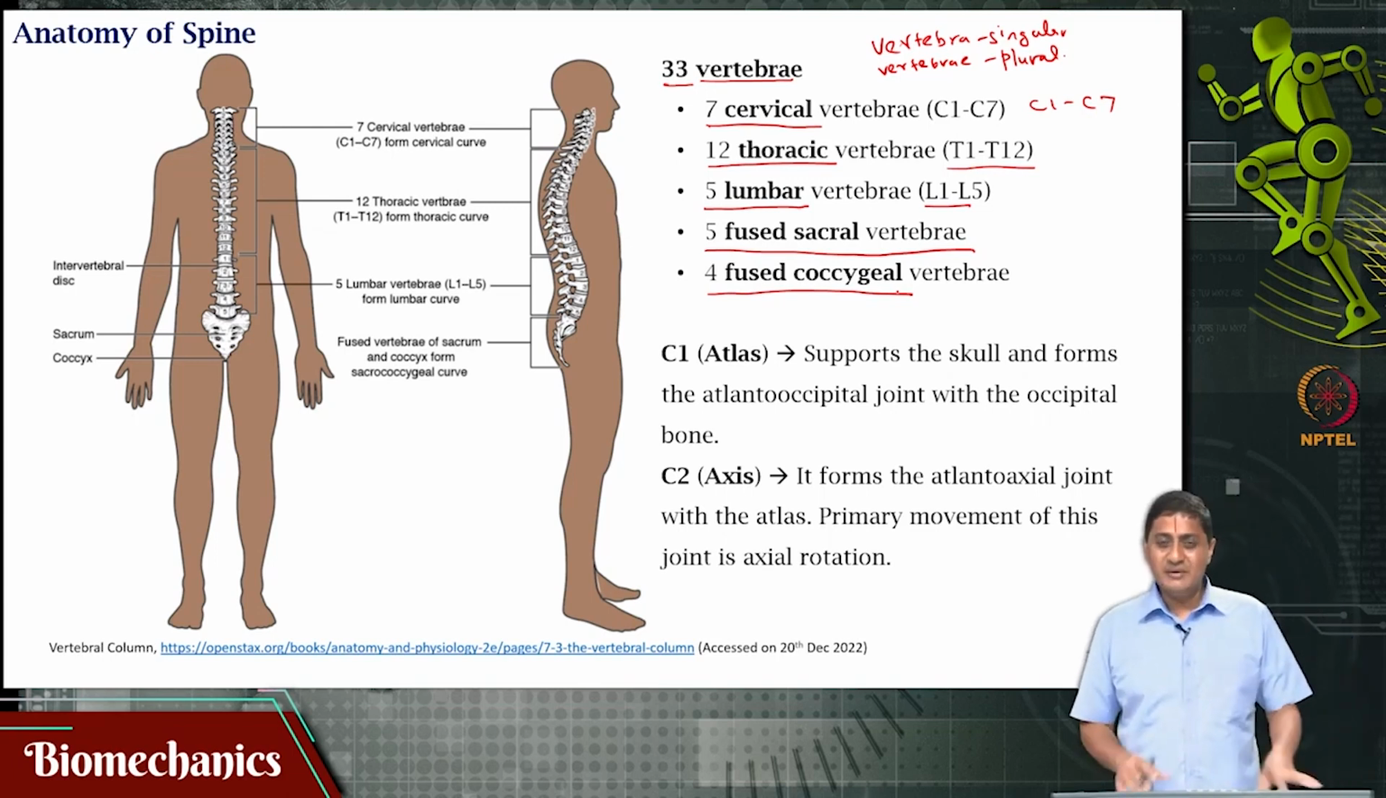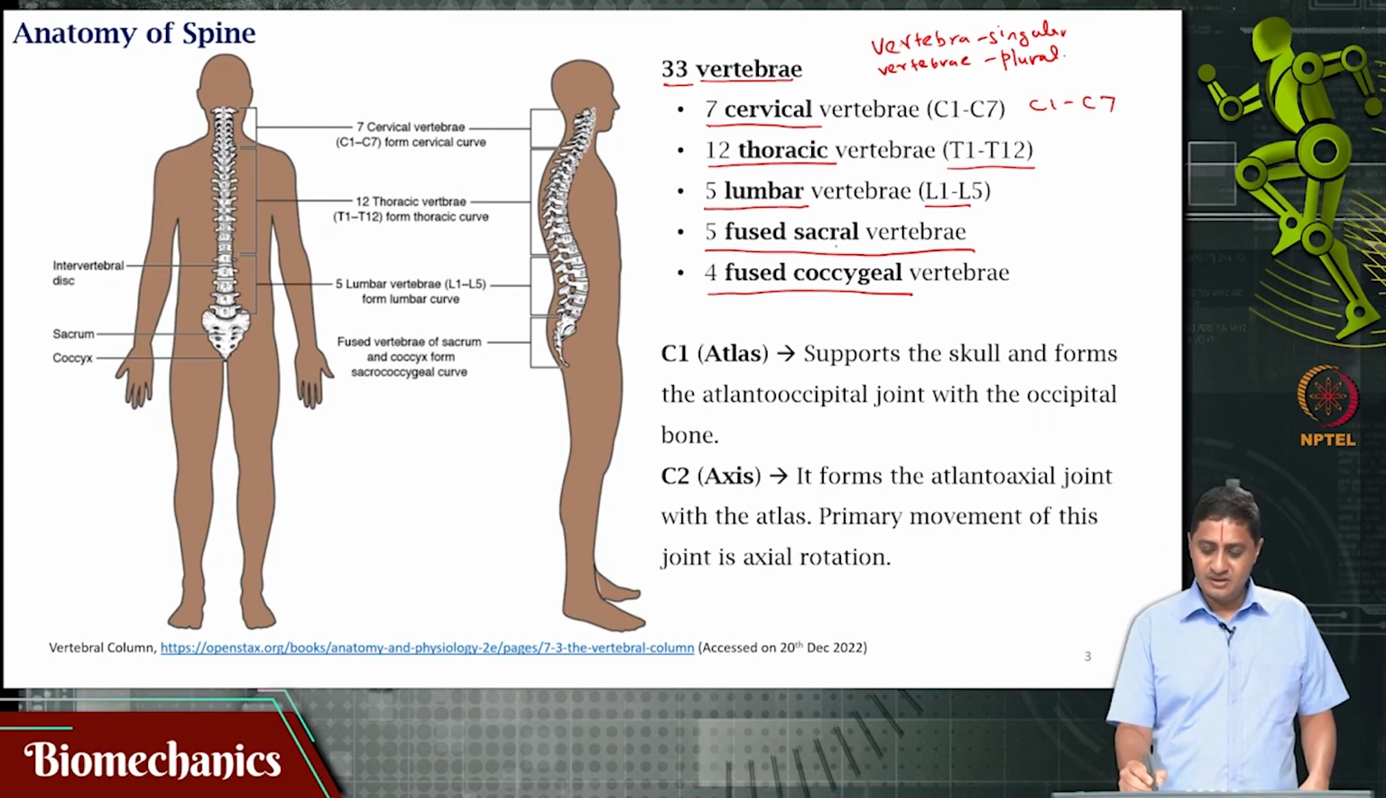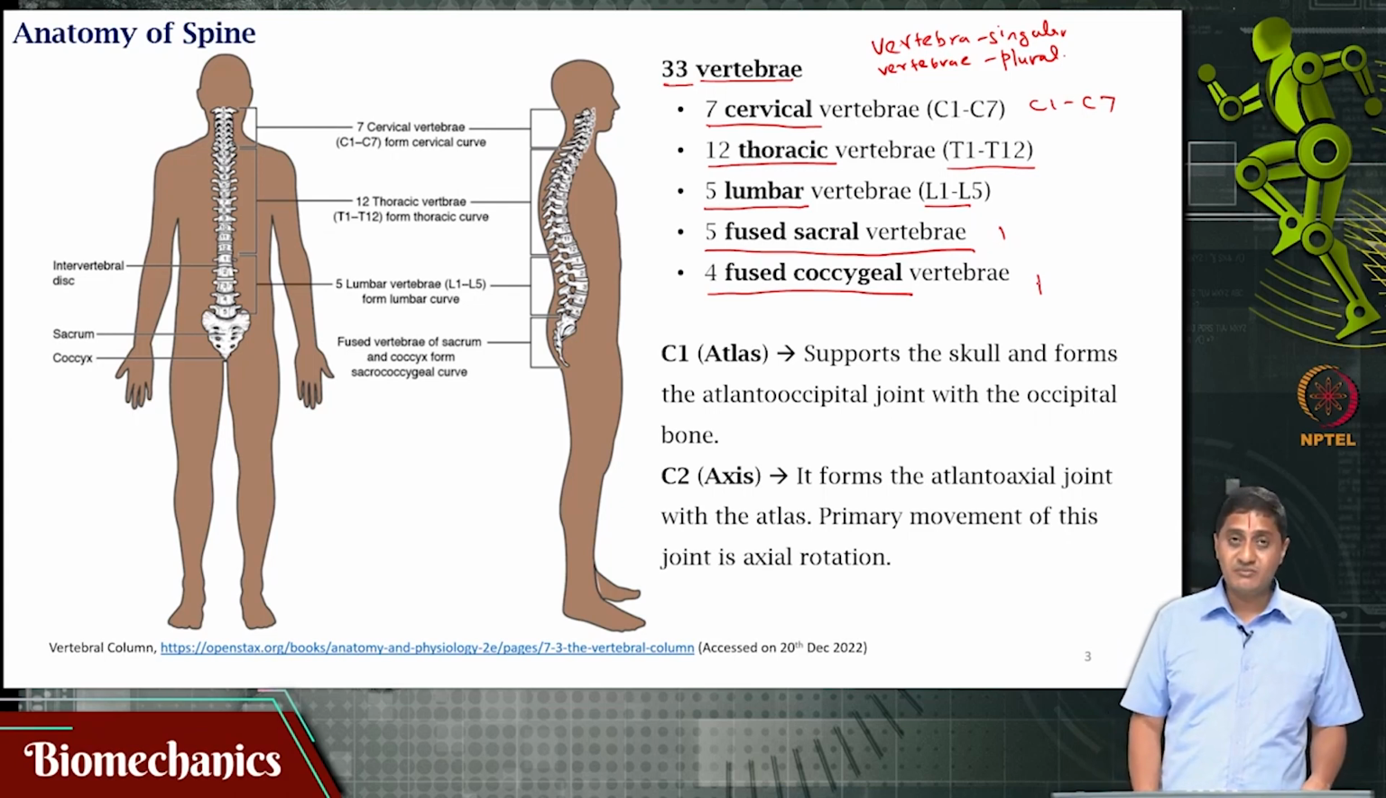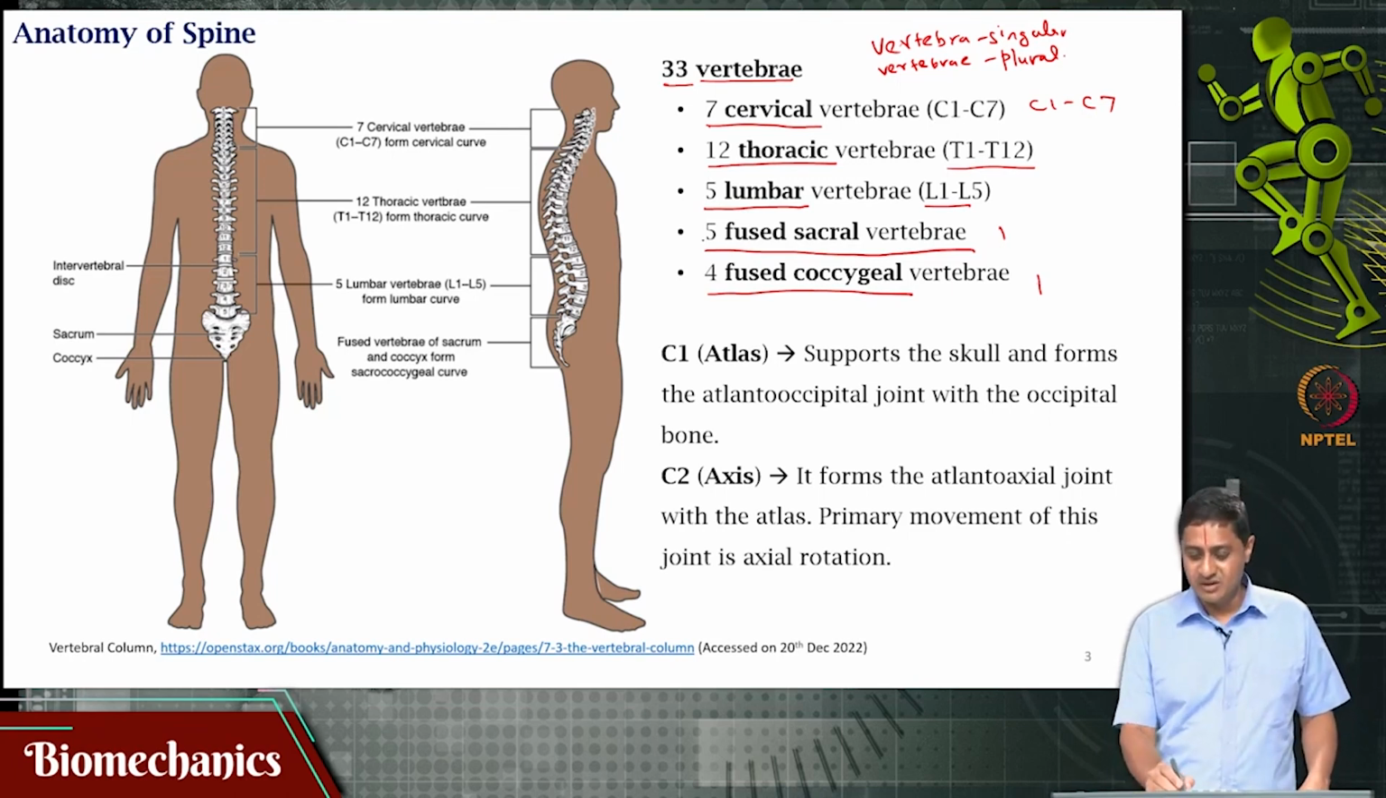Okay. There are many ways of counting this. If you count these 5 fused vertebra as 1 and these 4 fused coccygeal vertebra as 1, then the total will come to 7 plus 12, 19, plus 5, 24, plus 2, 26. But then we usually count this as 5 sacral vertebra and 4 coccygeal vertebra.